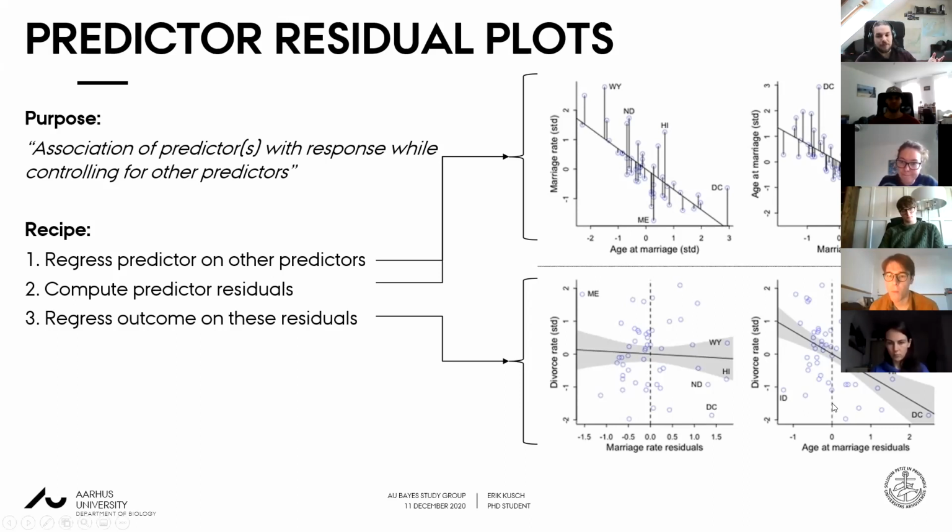However, once we have fixed our marriage rate and then we look at age at marriage, which again, keep in mind, these are residuals on a standardized scale. So that's why we get negative values here. For example, no one's marrying before they're even conceived. We still get a relationship. So that's how we could use those predictor residual plots.